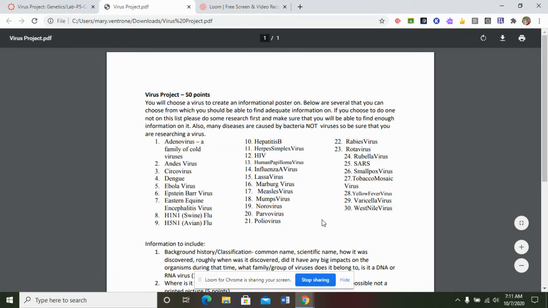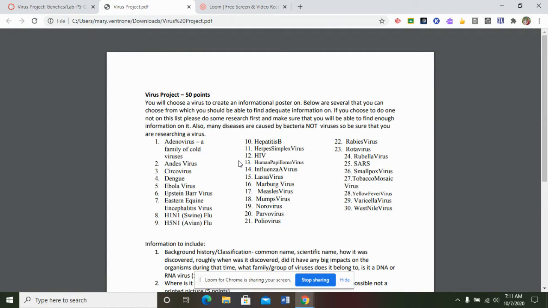It's worth a total of 50 points. You're going to choose a virus to create an informational poster on. Below are several that you can choose from, and you should be able to find adequate information on these ones. If you choose to do one that's not on the list, please do some research first and make sure that you'll be able to find enough information on it. Also, many diseases are caused by bacteria, not viruses. So be sure that you are actually researching a virus and not just something that makes you sick.